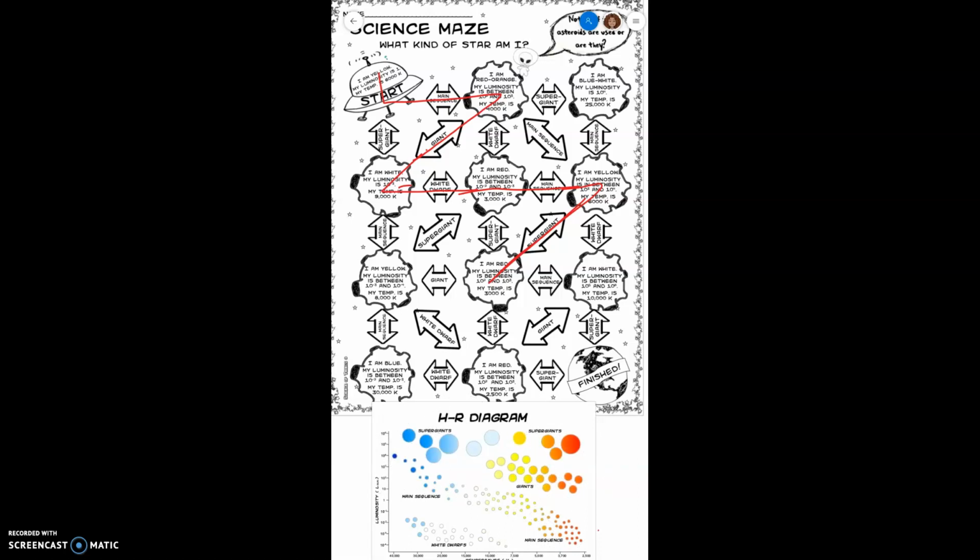Next, it says I am red, so I know I'm in this area here. It says my luminosity is between 10 to the second and 10 to the third. So we're in this area. Oops. We're in this area. Oops, put it down. And it says my temperature is 3000, which would be about here. So I know I'm here. So it's a giant.